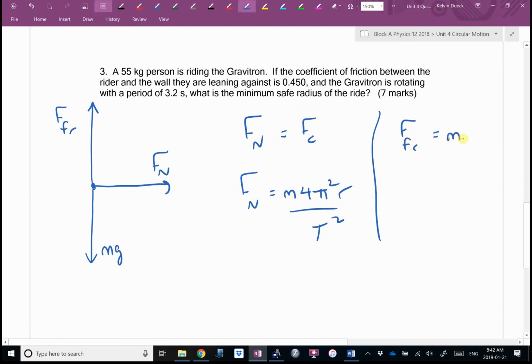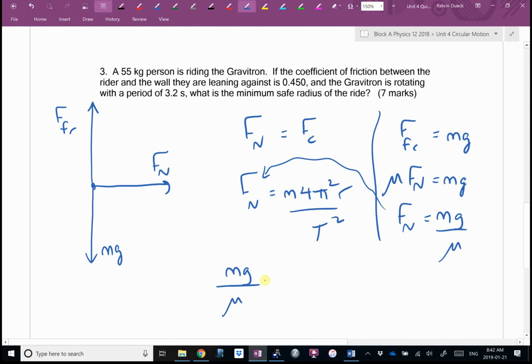Friction is equal to mg. Mu times the normal force is equal to mg. And now that gives me an expression for the normal force. Apparently in this situation, the normal force is equal to mg over mu. And I can walk that over to here. I'll get mg over mu equals m 4 pi squared r over t squared.